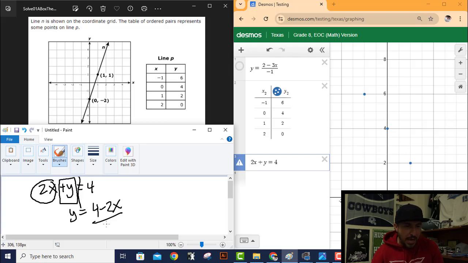What number's with the y? I don't have a number there. What do I put when I don't have a number there? I just asked you that 3 minutes ago. You put a 1. Beautiful. So this right here is the equation we should be typing in.